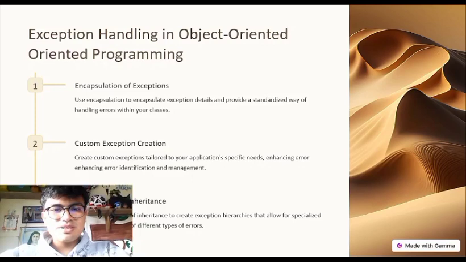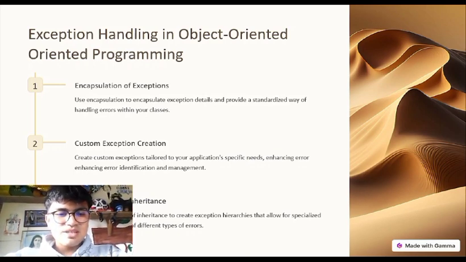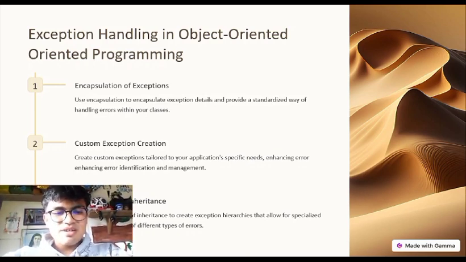Exception handling in object-oriented programming. Encapsulation of exceptions. Use encapsulation to hide exception details and provide a standardized way of handling errors within your class. Custom exception creation. Create custom exceptions tailored to your application's specific needs, enhancing error identification and management. Exceptions and inheritance. Leverage the power of inheritance to create exception hierarchies that allow for specialized handling of different types of errors.